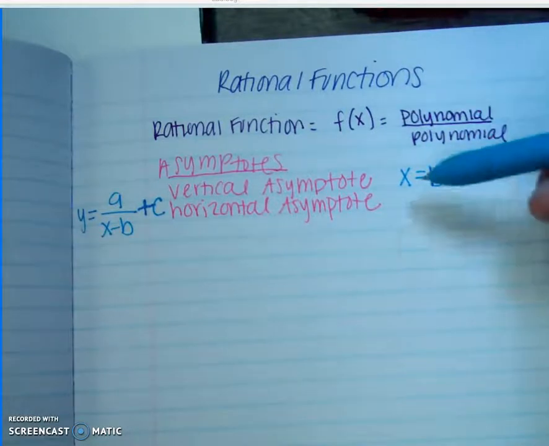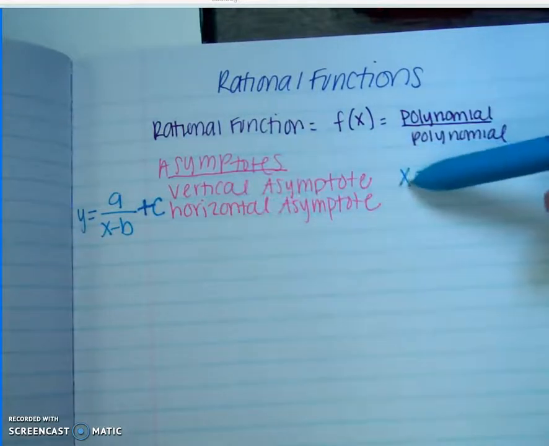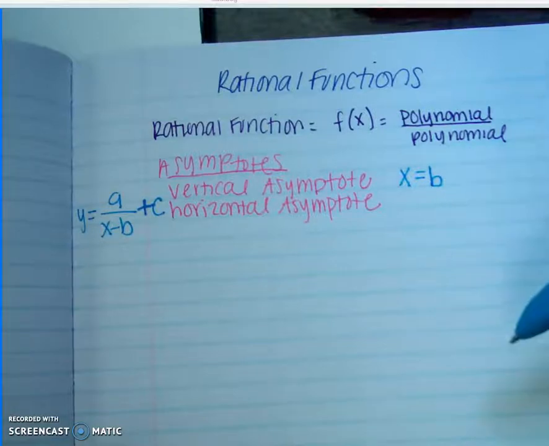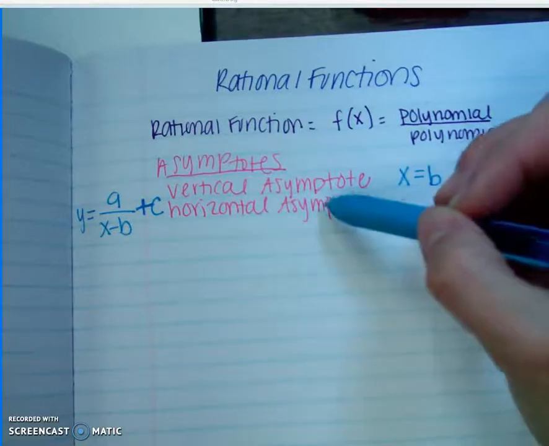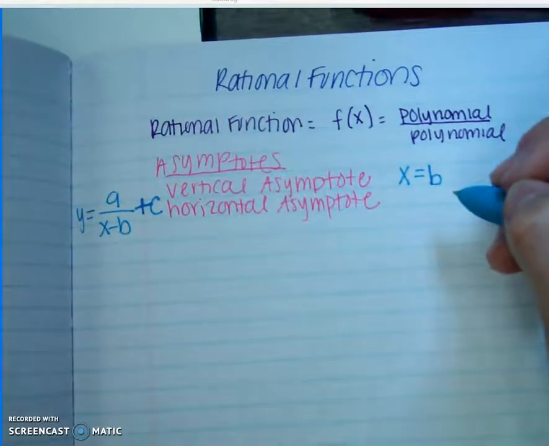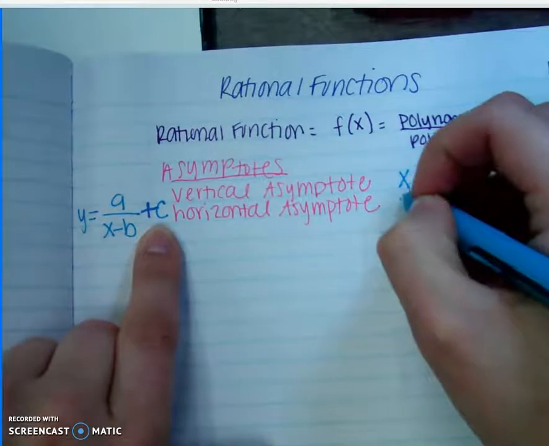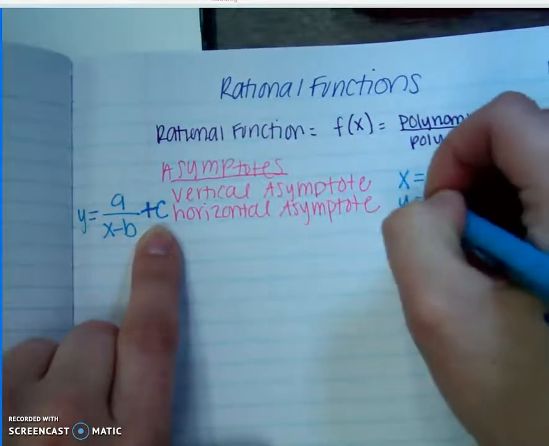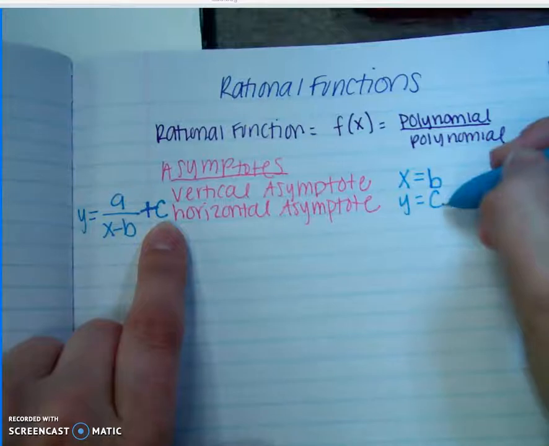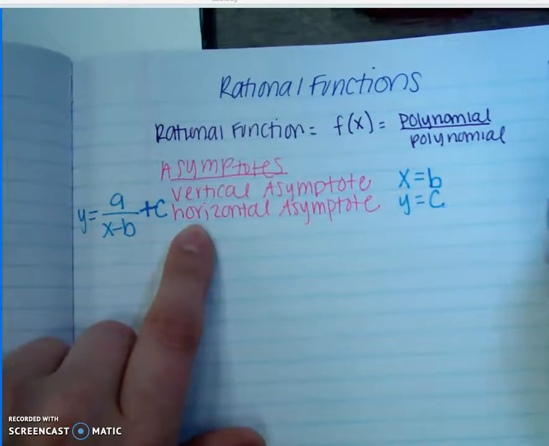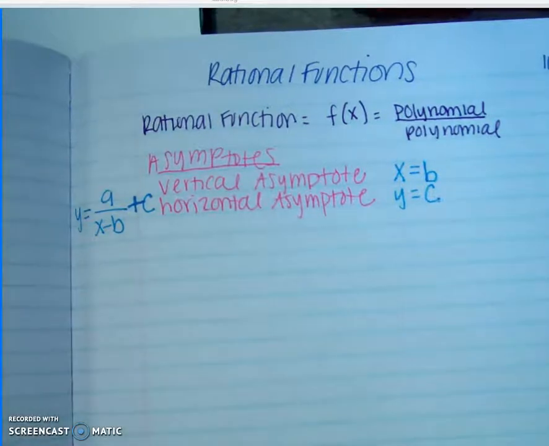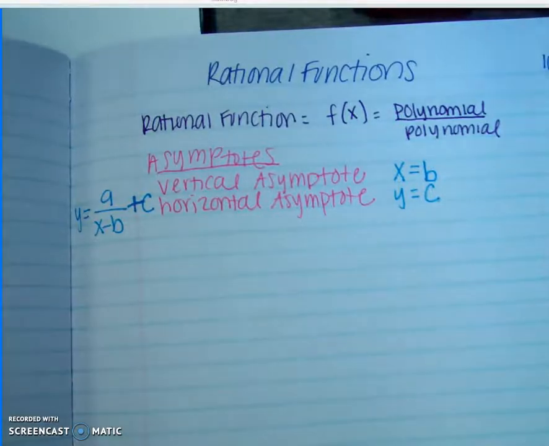Because that is a vertical line through the x-axis. You'll see what that looks like in just a second. And then a horizontal asymptote is whatever this constant is. And that line is y equals c. So whatever that number is, that's where it crosses the y-axis. And it's a horizontal line. Okay? So now let's practice with one, finding the asymptotes and graphing it.